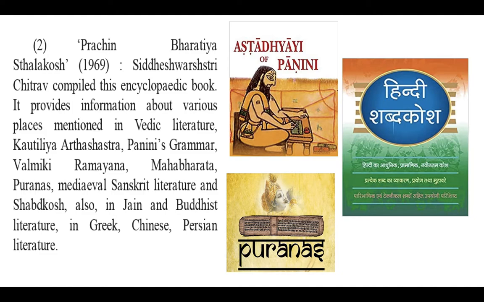Siddheshwar Shastri Chitrav compiled this encyclopedic book. It provides information about various places. It's of course Sthalakhosh, so it talks about geographical places that are mentioned in Vedic literature, Kautilya's Arthashastra, Panini's grammar, Valmiki's Ramayana, the Mahabharata, the Puranas, the medieval Sanskrit texts, and Shabdakhosh, etc. Also in Jain and Buddhist literature, and in Greek, Chinese, and Persian literature. So, all the various places that are mentioned in these famous books have been put into this encyclopedia.